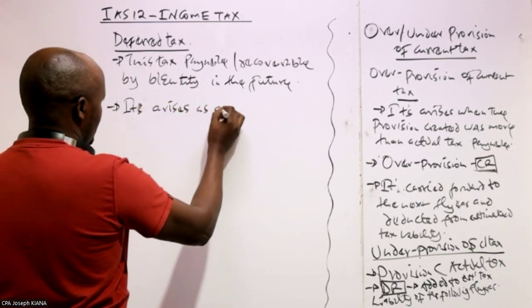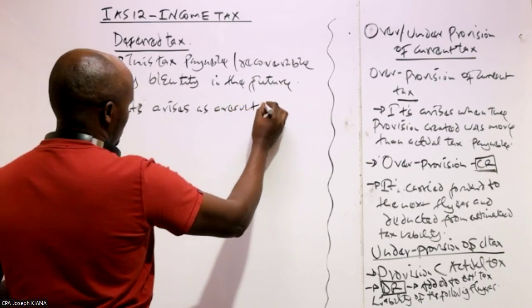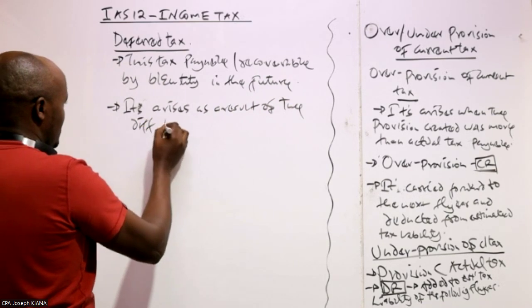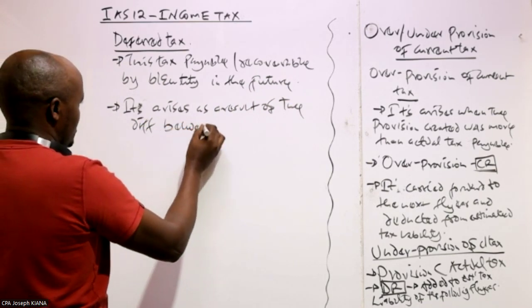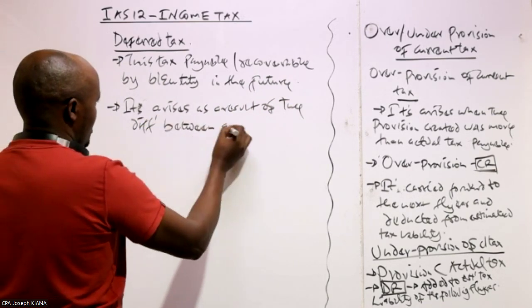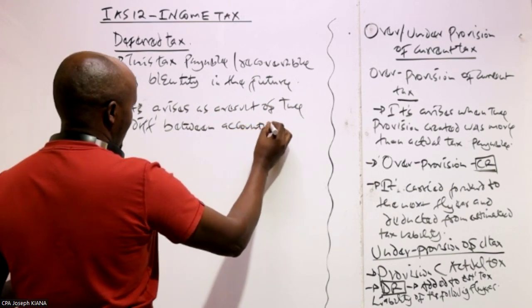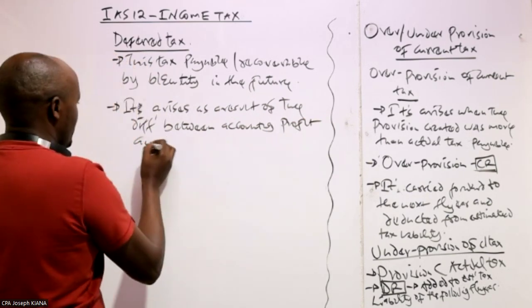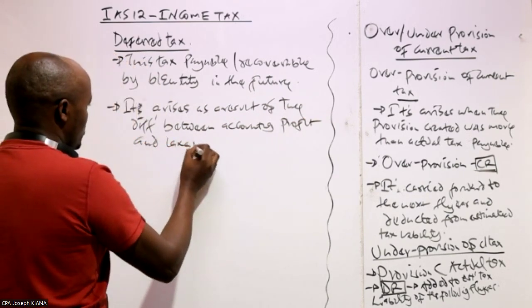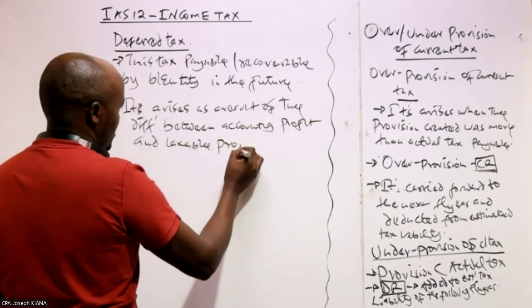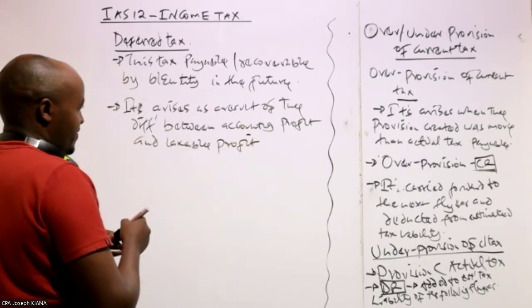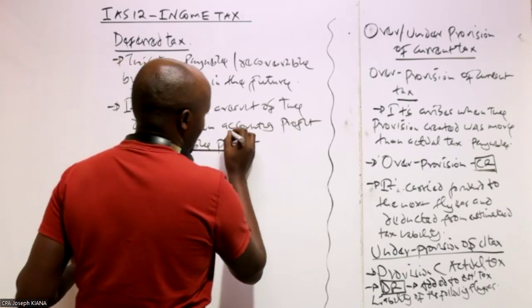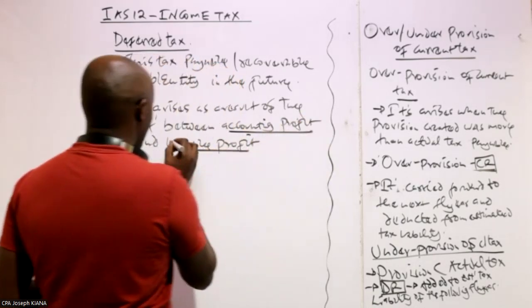On the other hand, we have said it arises as a result of the difference between accounting profit and taxable profit.